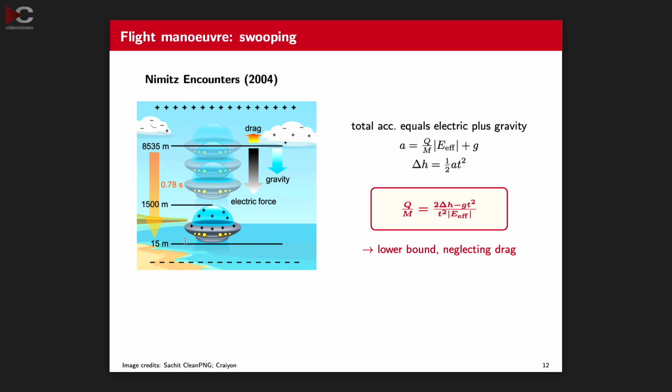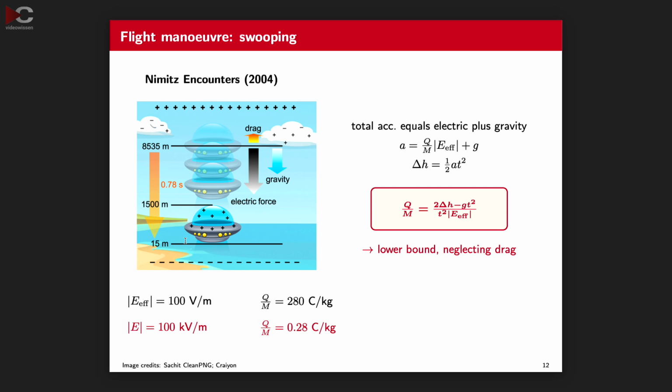But what I see here is definitely a lower bound, because any drag force that has to be cancelled in addition to what I have here will just increase the Q/M ratio. So this ratio that I get here is a lower bound that I need, and the Q/M can just increase if I take into account the drag forces as well. So again, let's insert some numbers.